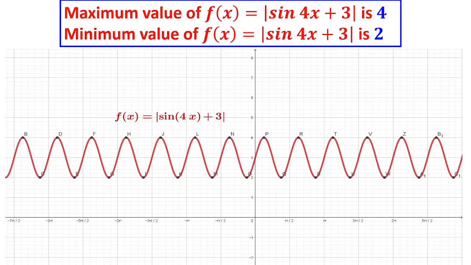Let us see the graph of it. This is the graph now. You are seeing the graph of modulus sin 4x plus 3 going up, coming down, going up, coming down. It goes up to 4 on the y-axis and then comes down to 2 on the y-axis. Therefore, the value of f of x has minimum 2 and maximum 4.